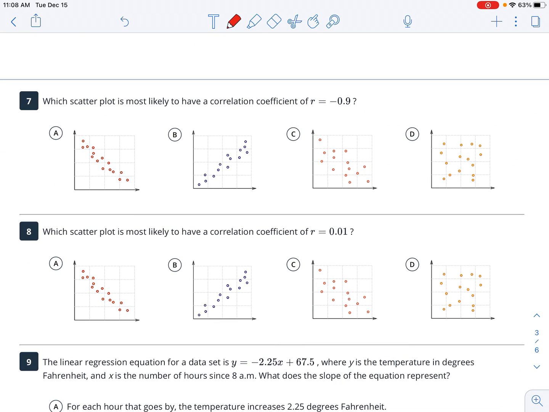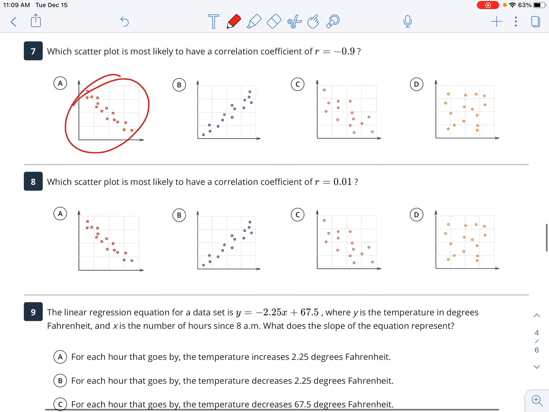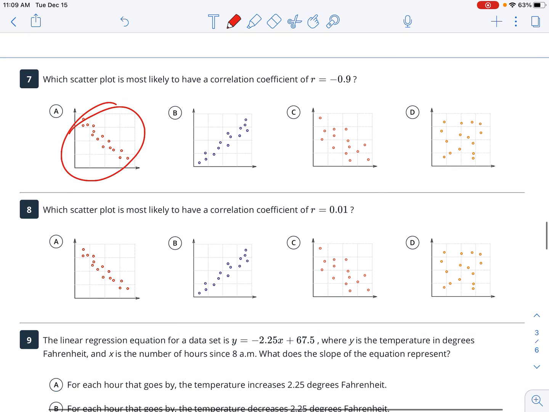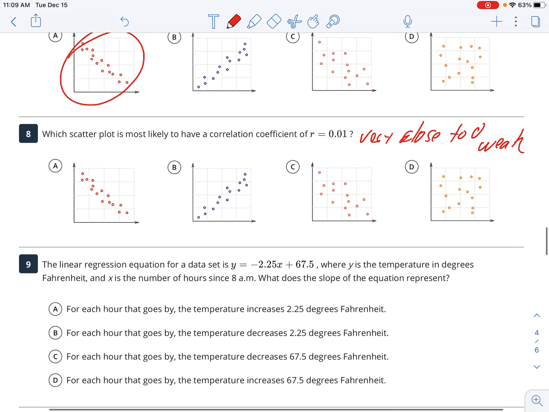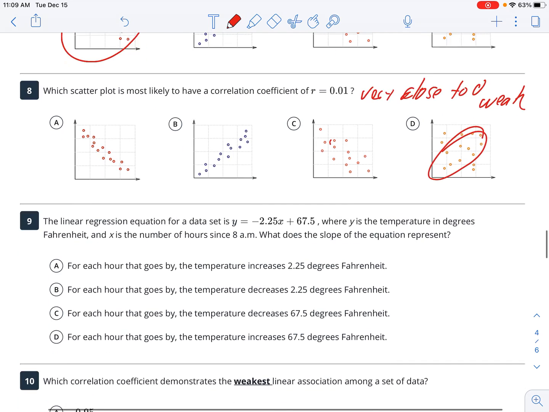Negative 0.9. Man, that is very close to negative 1, so it should be going down and almost making a line. And then 0.01 is very close to 0. Very close to negative 1, very close to 0. So strong, and this one's going to be weak. And it should be all scattered about. I can't make anything out of it. This is letter D. I can see somebody might say letter C, but in C you can definitely kind of see a line hiding in here. Letter D I cannot, so that means it's more scattered about since it's very close to 0.